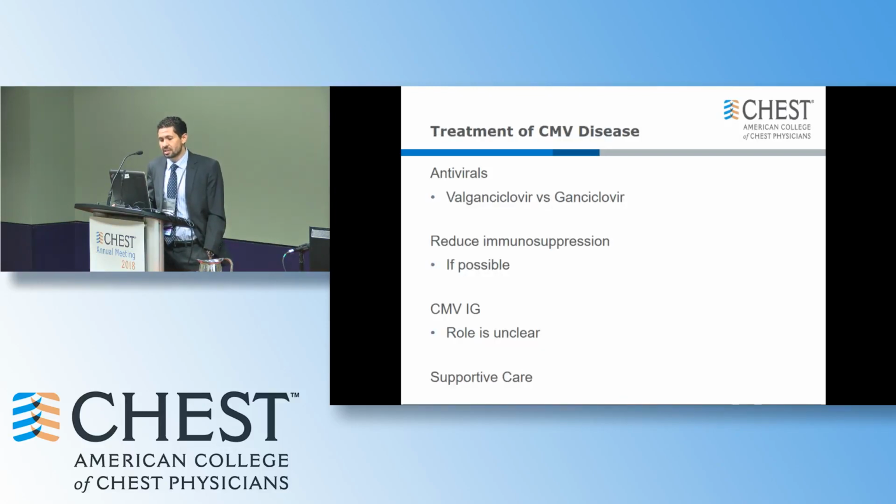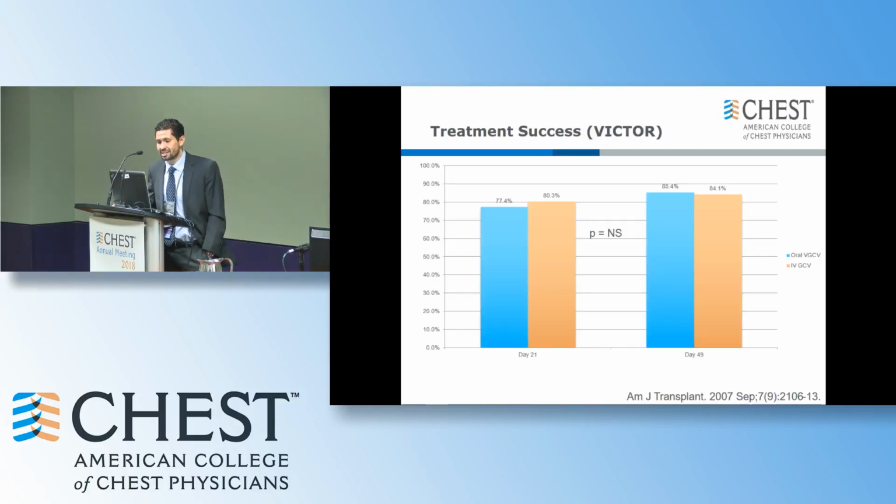Treatment of CMV is with antivirals, with a reduction in immunosuppression, and with supportive care. The role for CMV IG is unclear. Now, treatment with antivirals, Valcyte versus ganciclovir. We know from the Victor trial that treatment success is likely equivalent. There was no statistically significant difference at day 21 and day 49 in comparing oral valganciclovir versus IV ganciclovir.